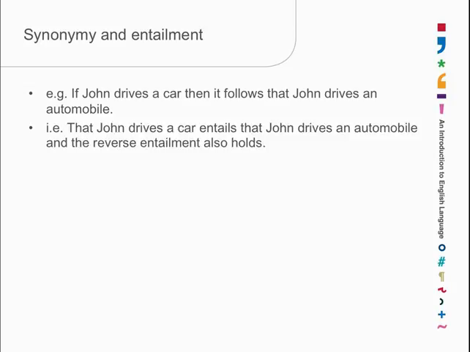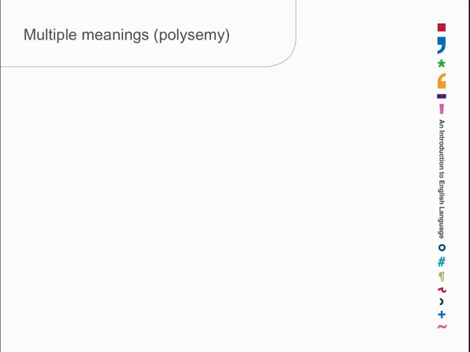So, long ways, we're saying that, quote, John drives a car entails that John drives an automobile, and the reverse entailment also holds. It's also true. So synonymy has an effect, and that effect is you get this reversible entailment. So what happens when we have multiple meanings, as we sometimes do? Here, a single word, a single form, has more than one meaning, and that happens a great deal. One lexeme can have a number of related meanings, more than one.